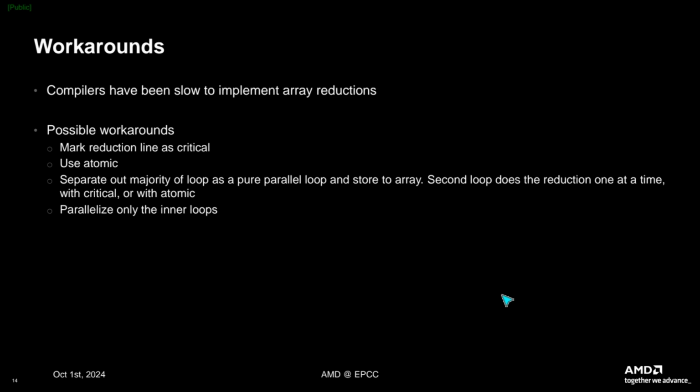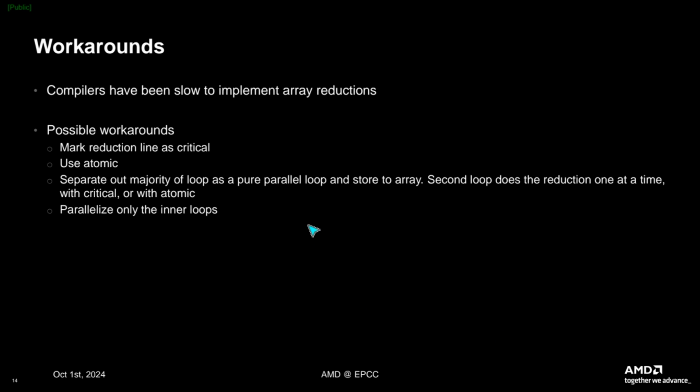Okay, so here's some workarounds. What if your compiler of choice hasn't implemented array reductions yet? So some possible workarounds are to mark the reduction line as critical and use atomics. You could also separate out the majority of the loop as a pure parallel region and store that array, and then the second loop does the reduction one at a time with a critical region or an atomic. And you could also only parallelize the inner loops. There's a lot of things you can do to get around what happened if my compiler hasn't implemented this yet.